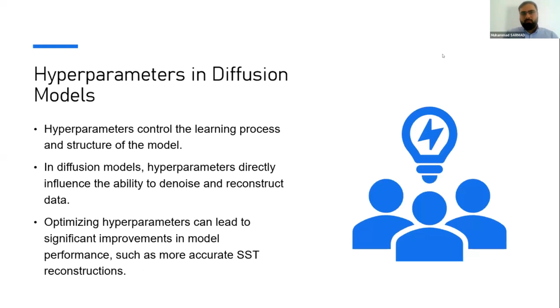So, what are hyperparameters in a diffusion model? Hyperparameters control the learning process and structure of the model. In a diffusion model, the hyperparameters directly influence the ability to denoise and reconstruct the data. Optimizing hyperparameters can lead to significant improvement in model performance, such as more accurate reconstruction, and with the help of this variation, you can also control the memory usage and the model performance.